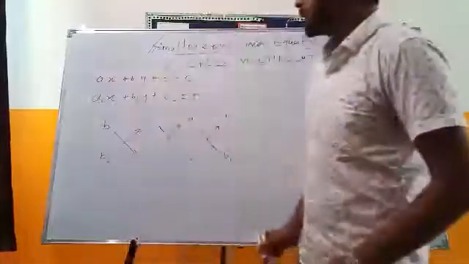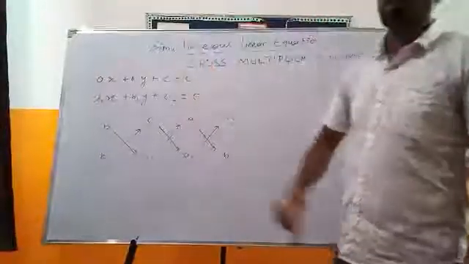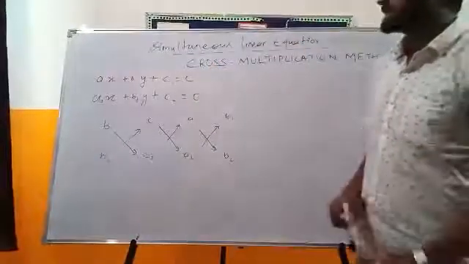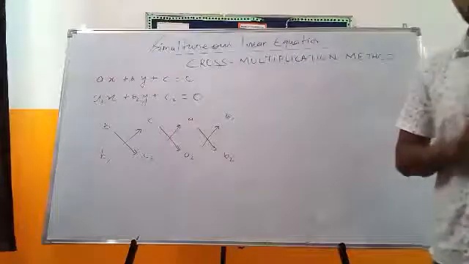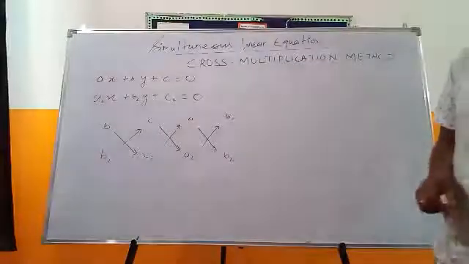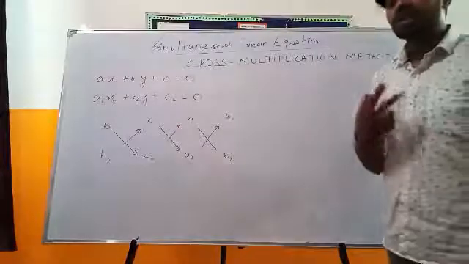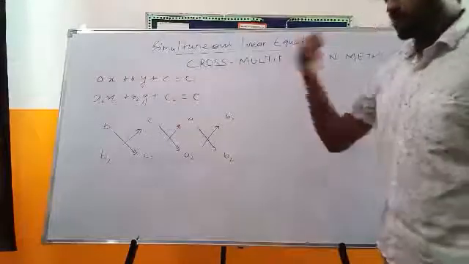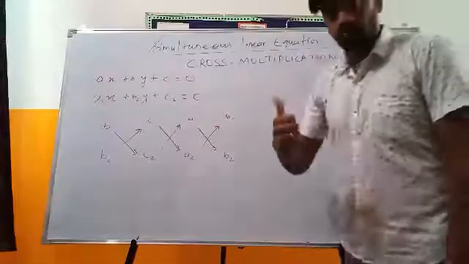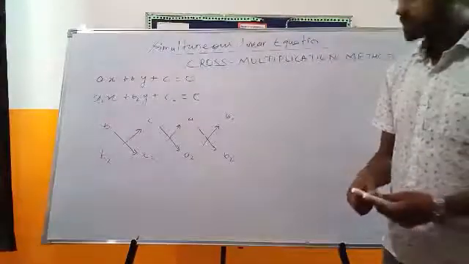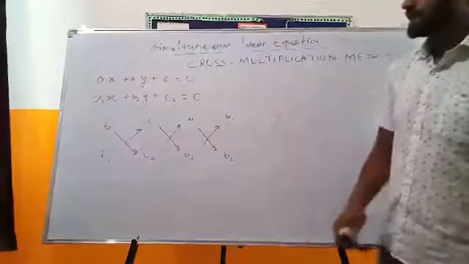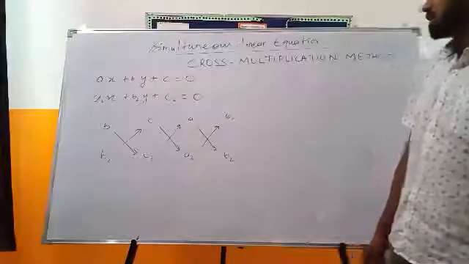Today we'll be learning about the same topic, that is chapter 5, simultaneous linear equations. But today we'll be learning a different method. Till now we did learn two methods. The first one was substitution method, the other one was elimination method, and the third one that we are learning today is the cross multiplication method.